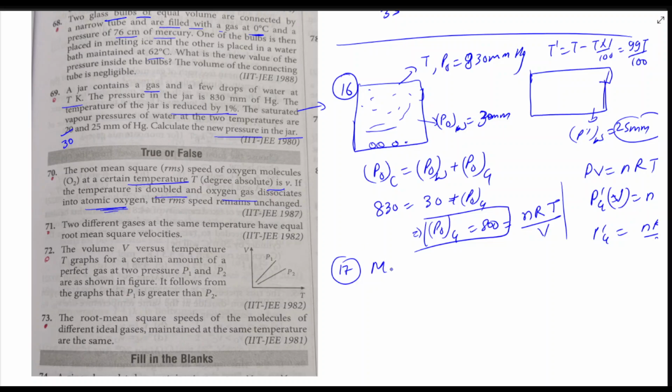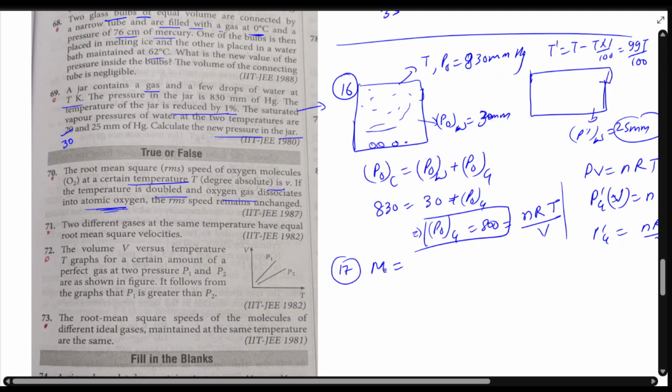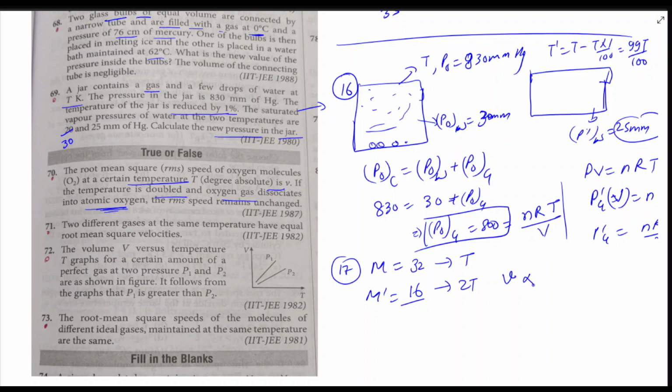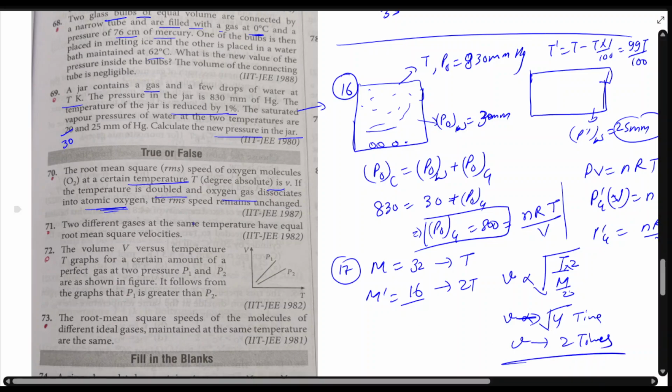Okay. So initially the molecular mass was, let's say, 32. Now the new molecular mass will become 16, since they are dissociated. And the temperature is doubled. So the initial temperature was T, now the temperature is 2T. Now we know velocity is proportional to root of T by M. So if M becomes half and T becomes double, the velocity will be root over 4 times, which means the velocity must become 2 times. It doesn't remain unchanged, so this is false.